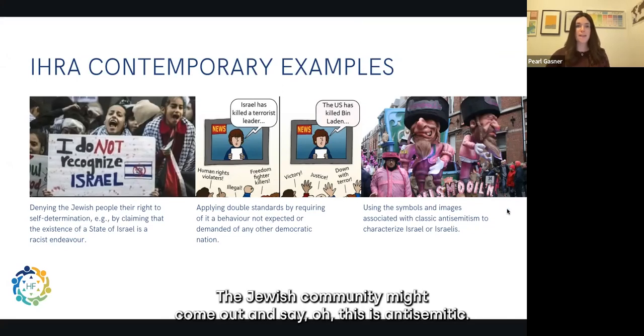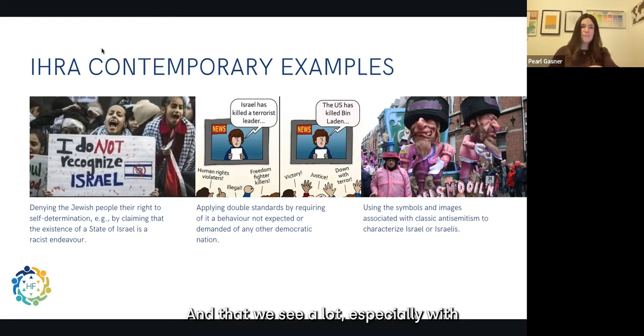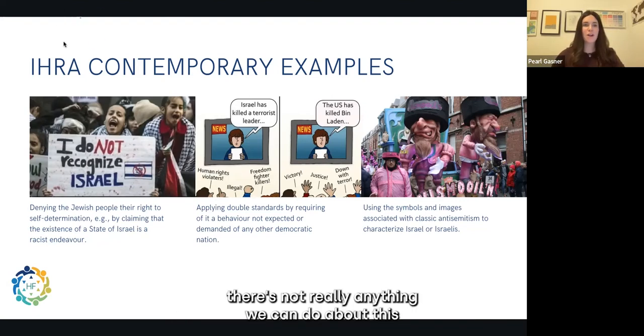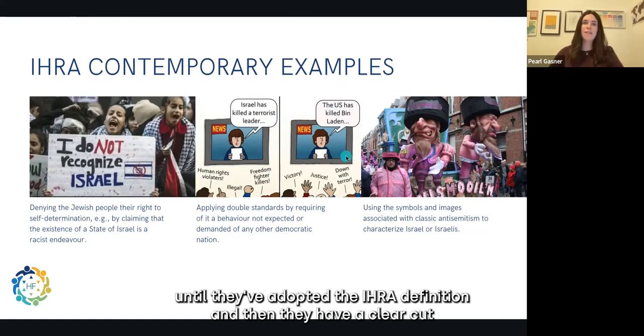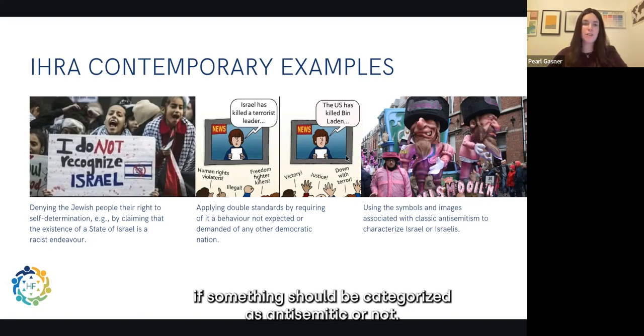The Jewish community might come out and say, oh, this is anti-Semitic. And the person perpetrating it says, no, it's not. I'm not anti-Semitic. And there's not really anywhere to go from there. And we see that a lot, especially with different school boards saying, well, there's not really anything we can do about this until they've adopted the IHRA definition, and then they have a clear-cut place to turn when they're not sure if something should be categorized as anti-Semitic or not.